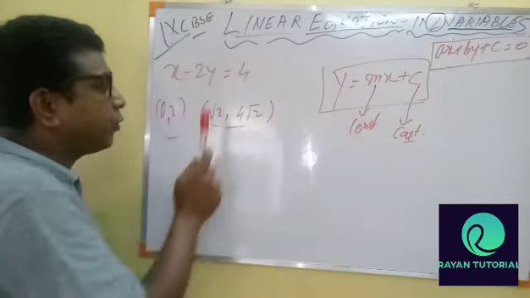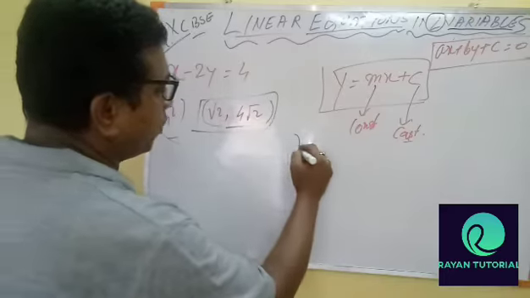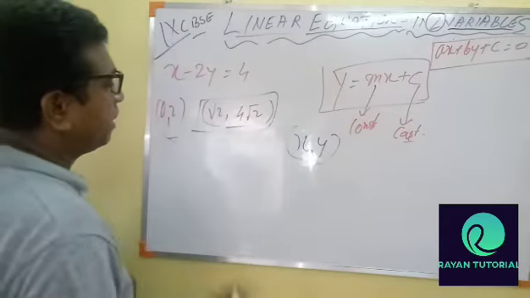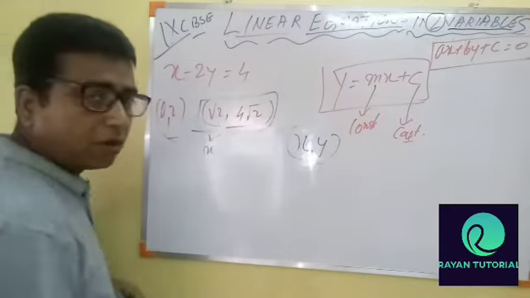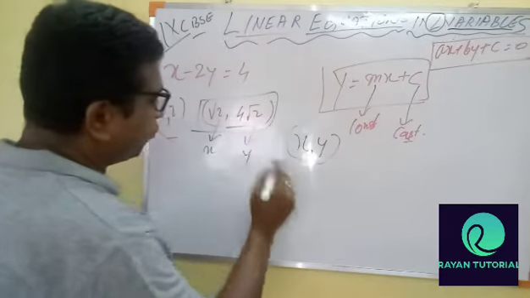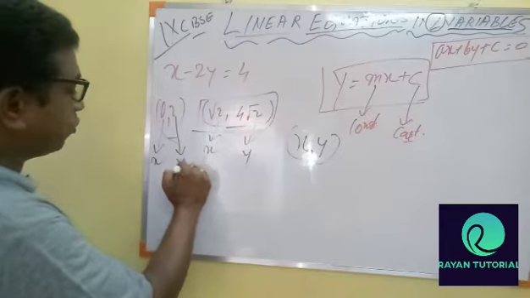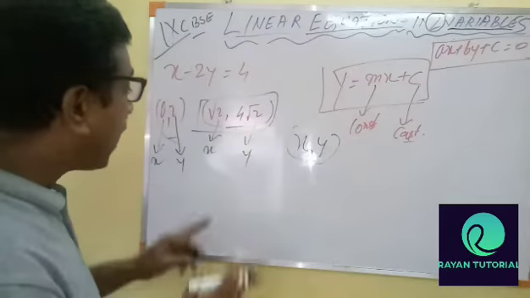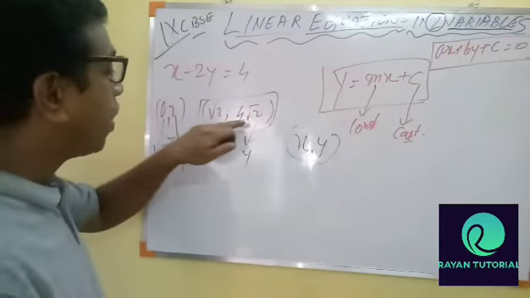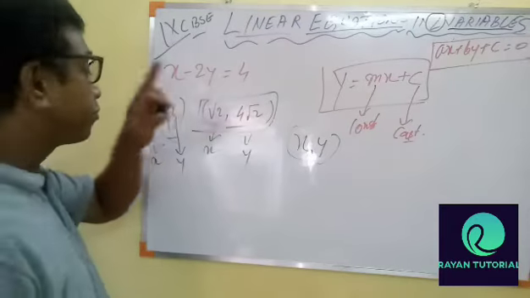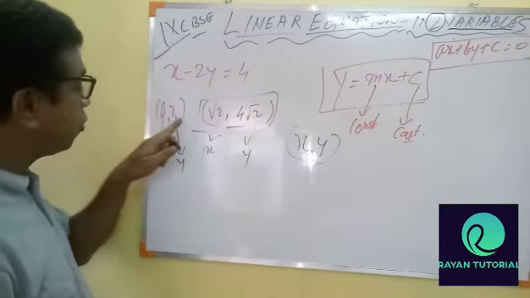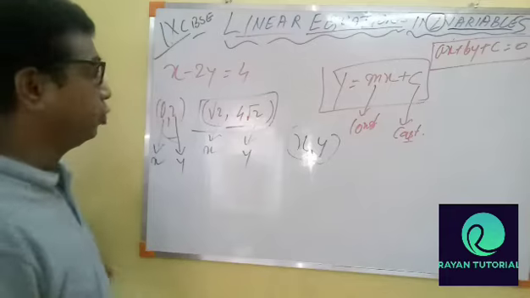Now what is this form? Something comma this one. That means x, y. This one is the value of x, this one is the value of y. This one is the value of x, this one is the value of y. It means when x equals to root 2, y should be equal to 4 root 2. When x equals to 0, y should be equal to 2.